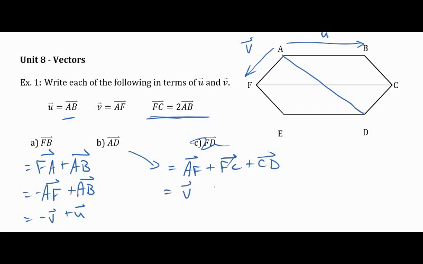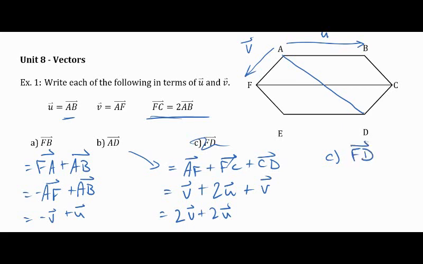AF is V. FC is 2AB, which AB is U, so that's 2U. And CD is the same as AF, so that's plus V. And then we should simplify this, so that's 2V plus 2U. And that one's done. And the last one, C, is FD.